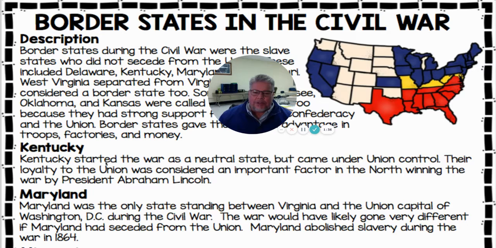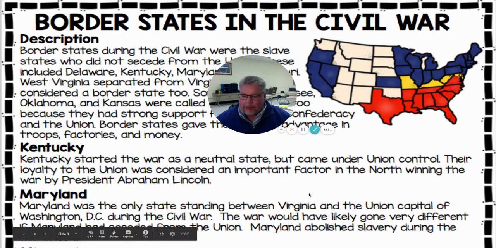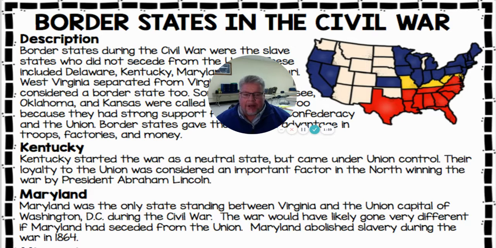Kentucky started the war as a neutral state, but came under Union control. Their loyalty to the Union was considered an important factor in the North winning the war by President Abraham Lincoln. Maryland was the only state standing between Virginia and the Union capital of Washington, D.C. during the Civil War. The war would have likely gone very different if Maryland had seceded from the Union. Maryland abolished slavery during the war in 1864.